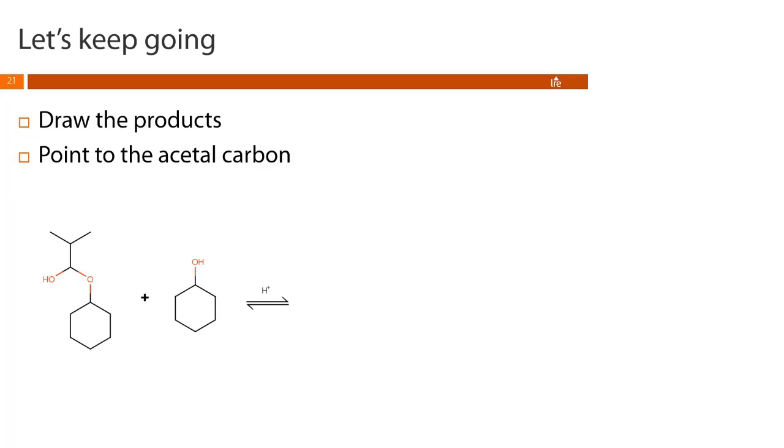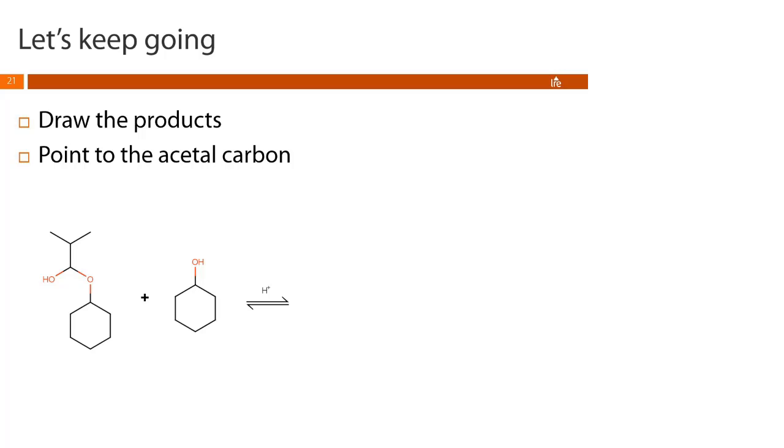Okay, let's keep this reaction going. So like I said, these hemiacetals tend to be unstable, and if we have excess alcohol, the reaction is going to keep going. So go ahead and pause this video, see if you can draw the final acetal product for this reaction, and point to the acetal carbon.